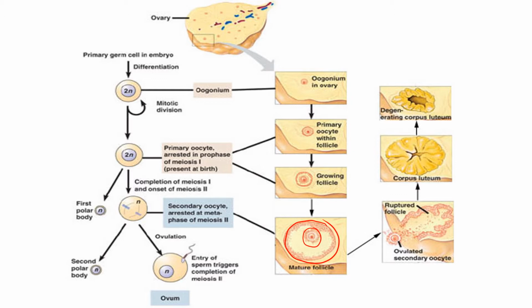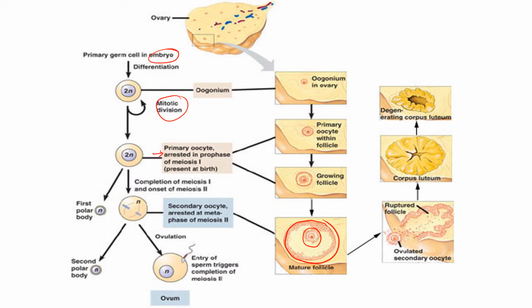So we start with an oogonium before a baby is born. Notice that's up here in the embryo. The oogonium undergoes mitosis to produce primary oocytes, and it says here that those primary oocytes stop in prophase of meiosis 1. That's what we have present at birth. Around 400,000 is a number I have seen for the amount of primary oocytes a female baby is born with. Those will stall and sit there until that little girl grows up and hits puberty.